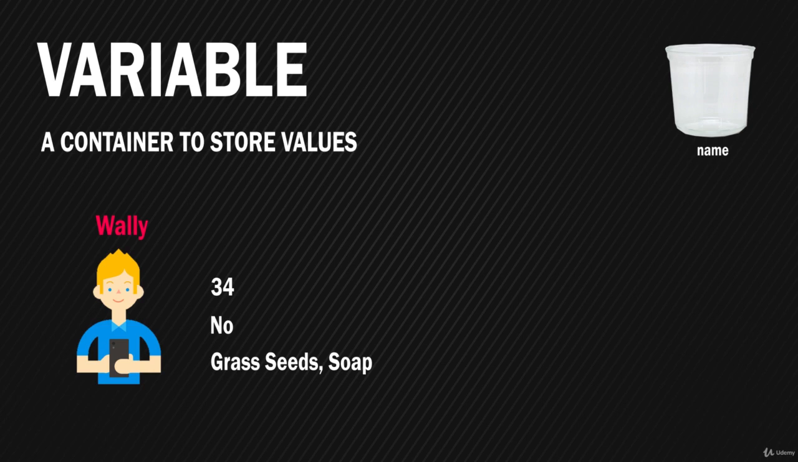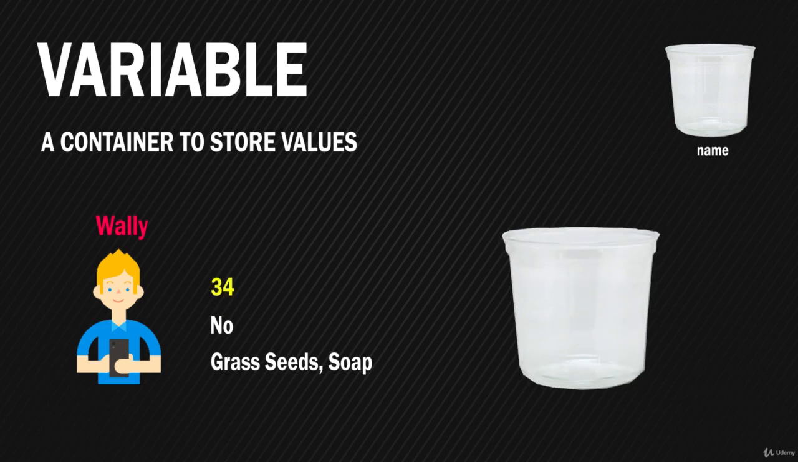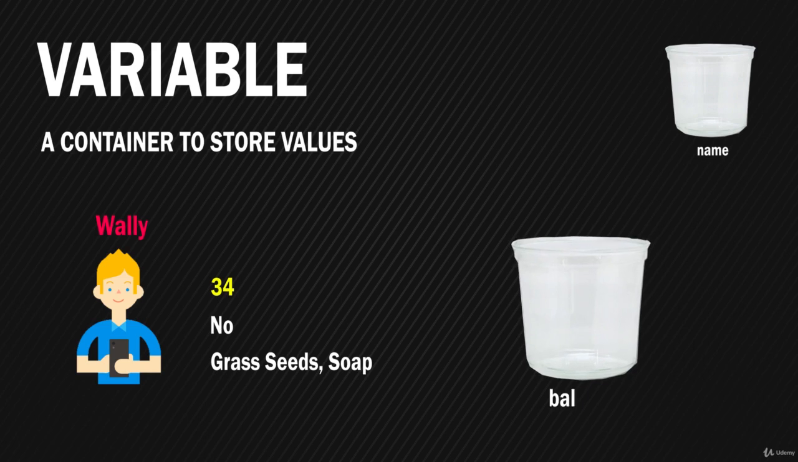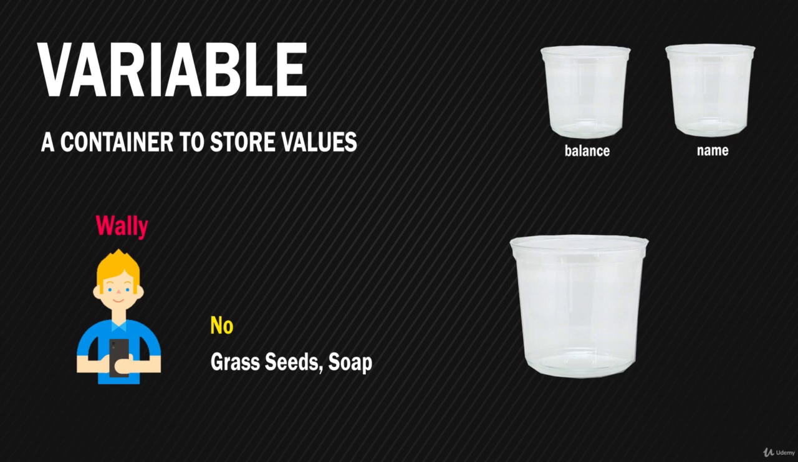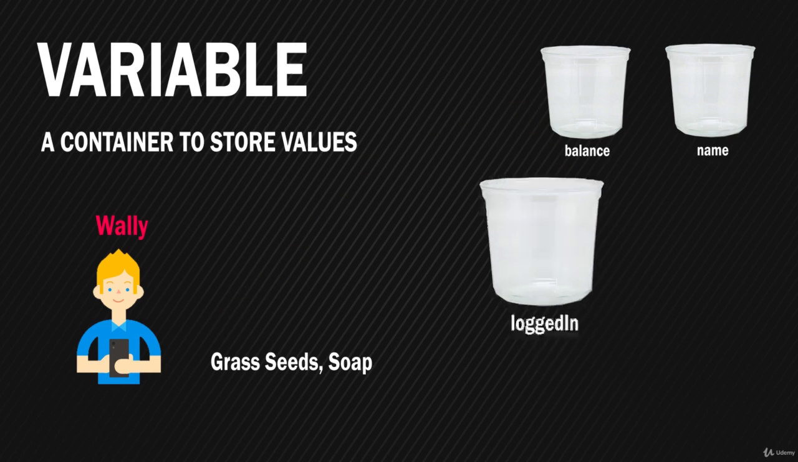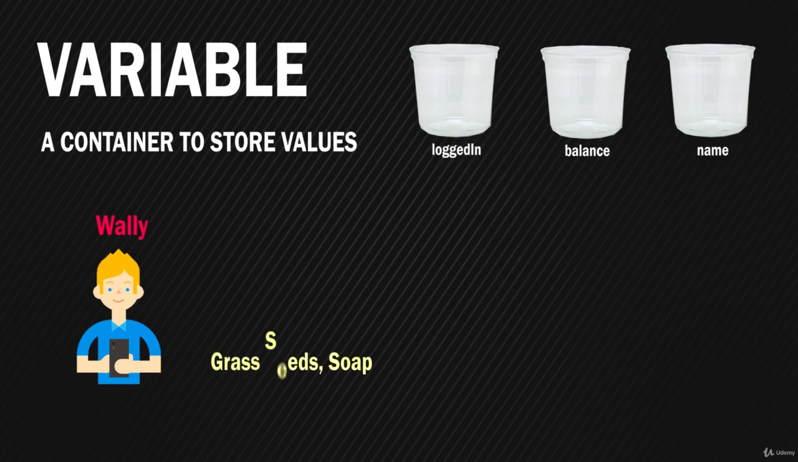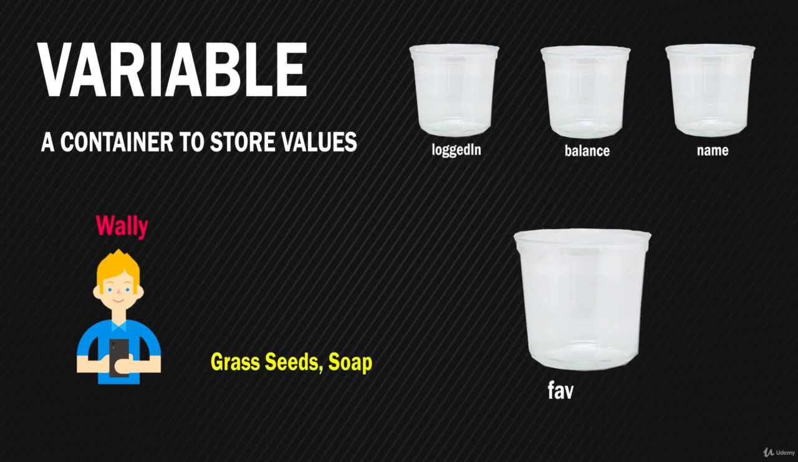Let's go down the next list. What about 34? Well, no problem. We've got an unlimited supply of containers. Let's call this one balance, because that's the balance of funds in his account. We can call it anything we want. And let's store that 34 into that container. And we keep working our way down the list. Let's get another container for whether he's logged in or not. Let's label that logged in. And let's store that value in that container. I hope you're seeing a pattern here. We're doing the same now for favorites. We store the favorites in another container.